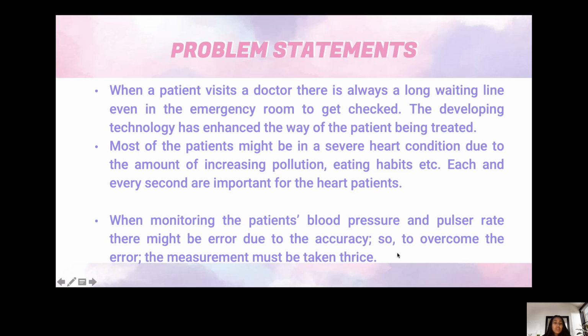for heart patients. When the patient's blood pressure and pulse rate are monitored, there might be errors due to accuracy. So to overcome this error, the measurement must be taken thrice.